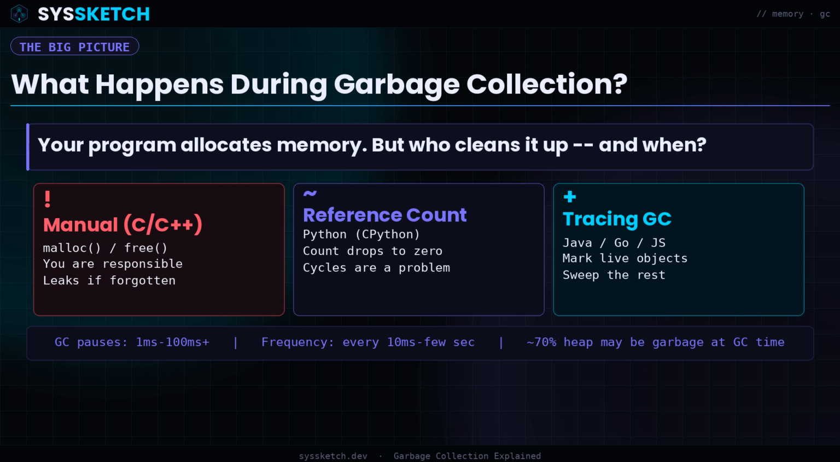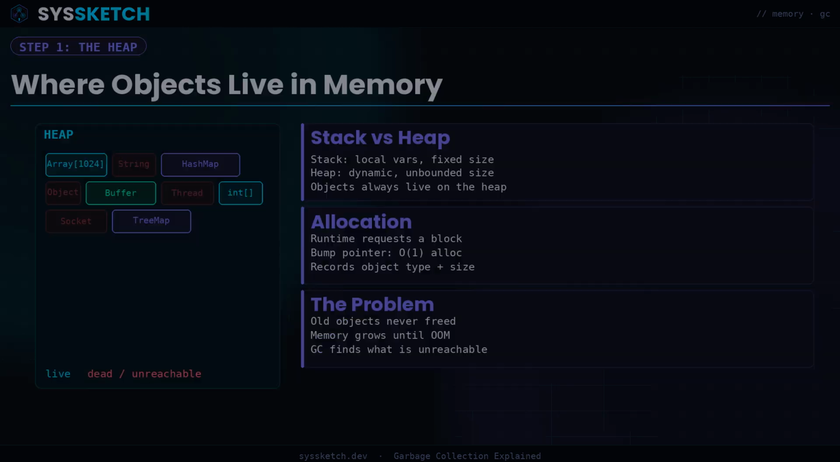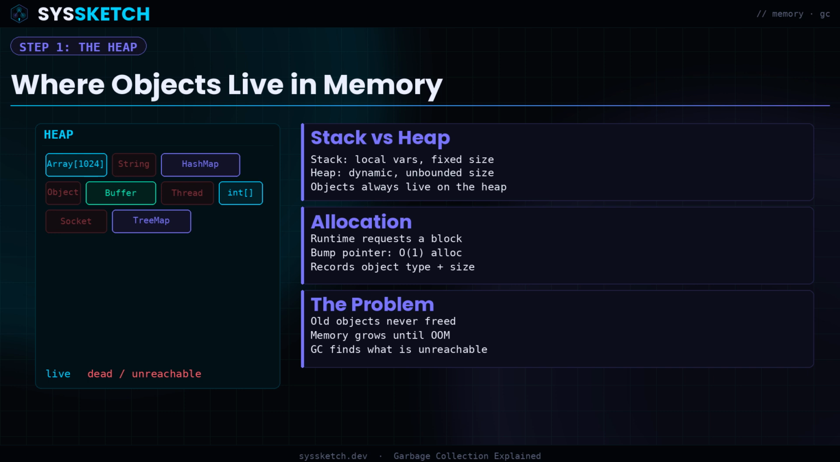Before a GC can collect anything, it needs to understand where objects live. Every runtime that manages memory has a heap. This is a region of memory separate from the stack, where objects with dynamic or unknown lifetimes are placed. When you write new HashMap in Java or make a slice in Go, the runtime requests a block on the heap, records the object type and size, and hands you a reference to it. The stack, by contrast, holds local variables with fixed predictable lifetimes. They disappear automatically when a function returns.